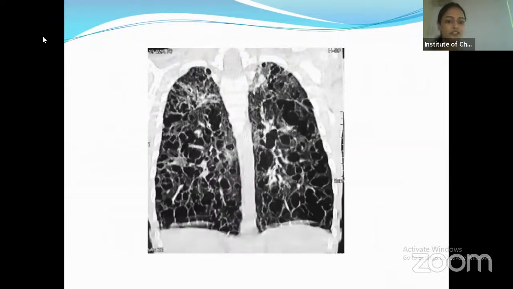This is an HRCT of the chest showing multiple cystic lesions bilaterally and parenchymal damage.